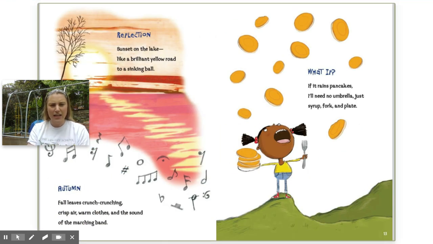Reflection. Sunset on the lake, like a brilliant yellow road to a sinking ball. Autumn. Fall leaves crunching, crisp air, warm clothes, and the sound of a marching band. What if? If it rains pancakes, I'll need no umbrella, just syrup, fork, and plate.